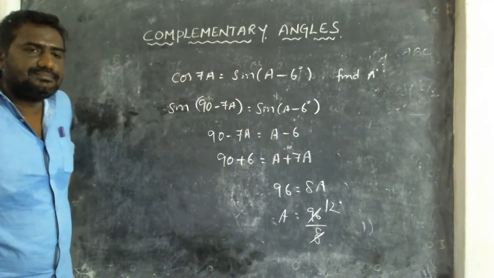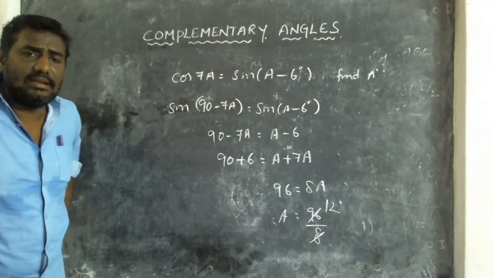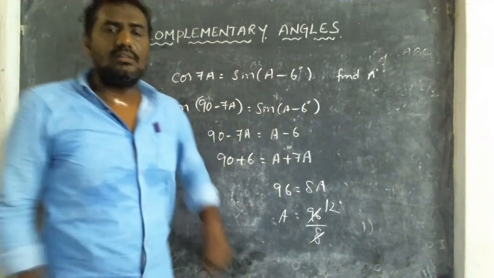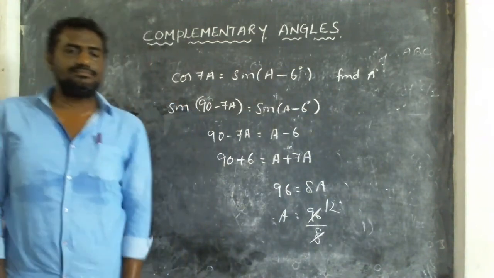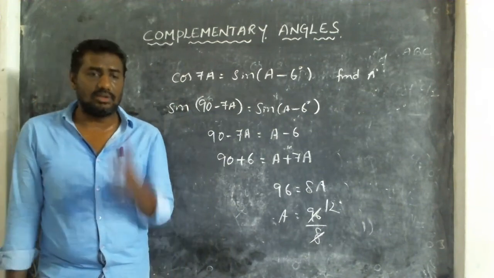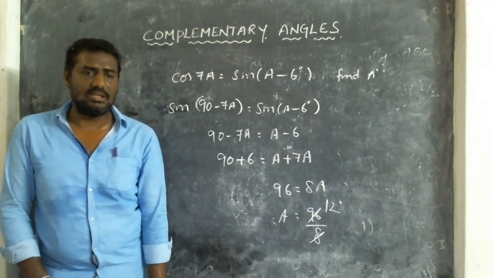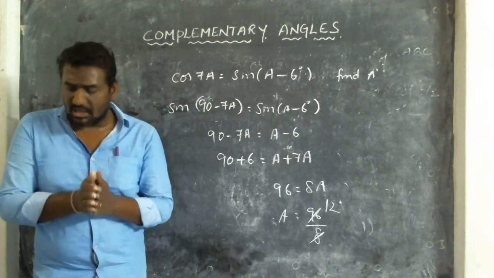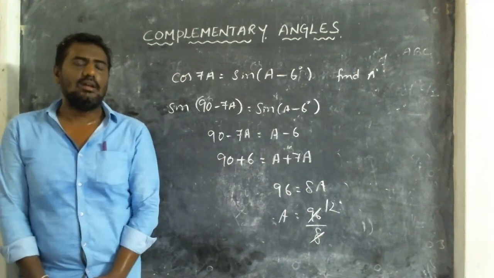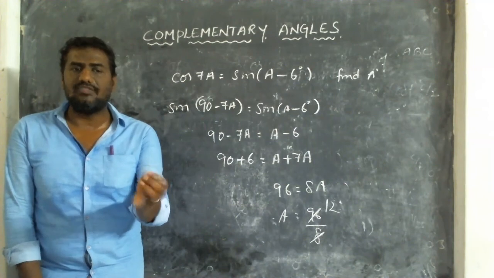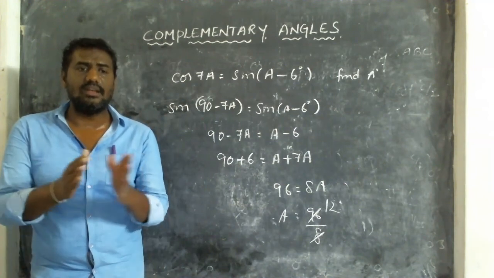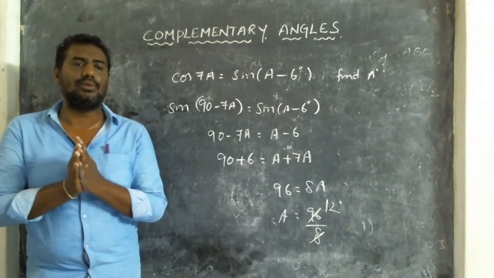So children, with this the complementary angles session is completed. Our next topic is trigonometric identities. I hope that all the children have understood this complementary angle in the two sessions I taught you. In the first session, mainly I told you all the formulas, how to write the formula, how to convert the angle, how to convert the trigonometric ratio, and then a few problems. In the second session I told you problems that are very, very important from the examination point of view.